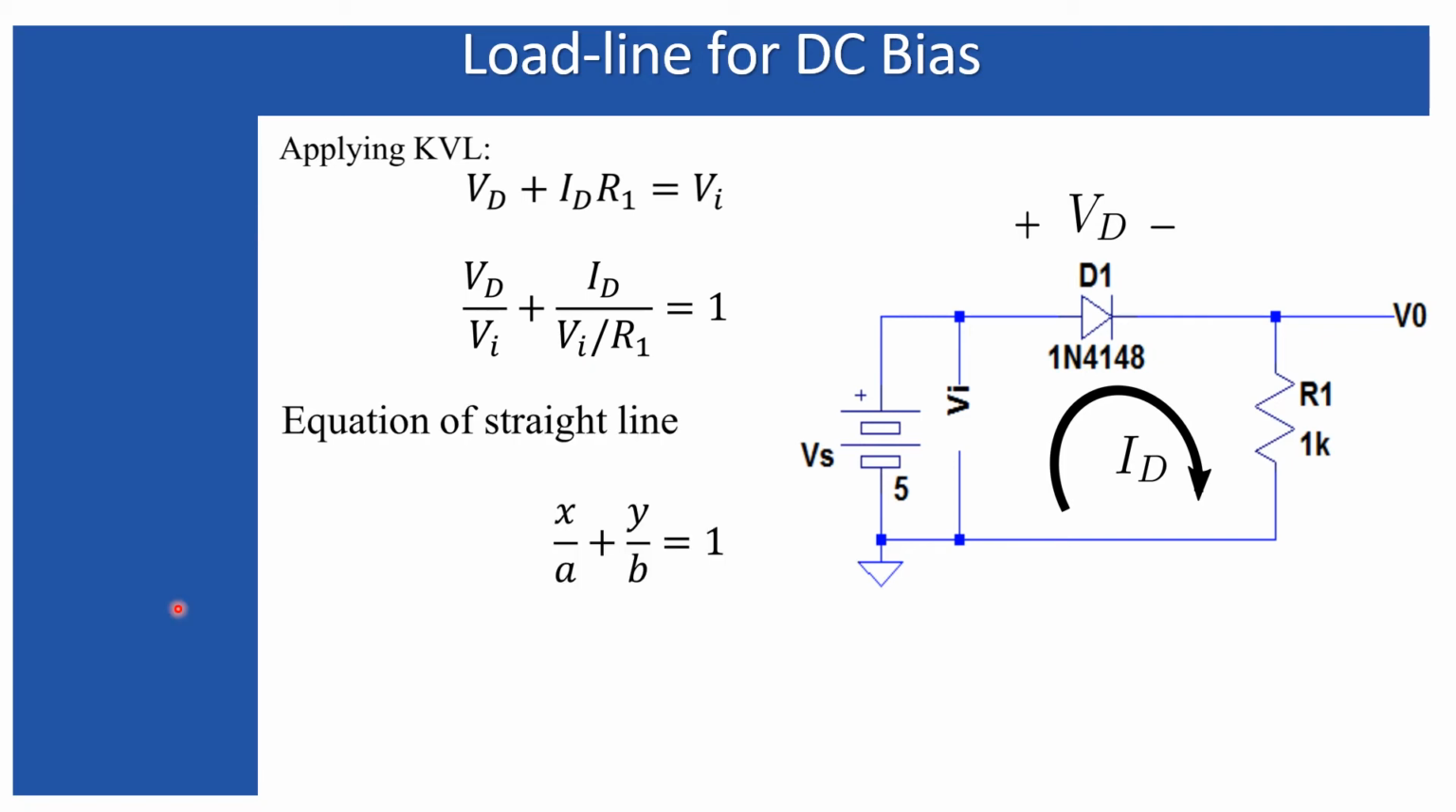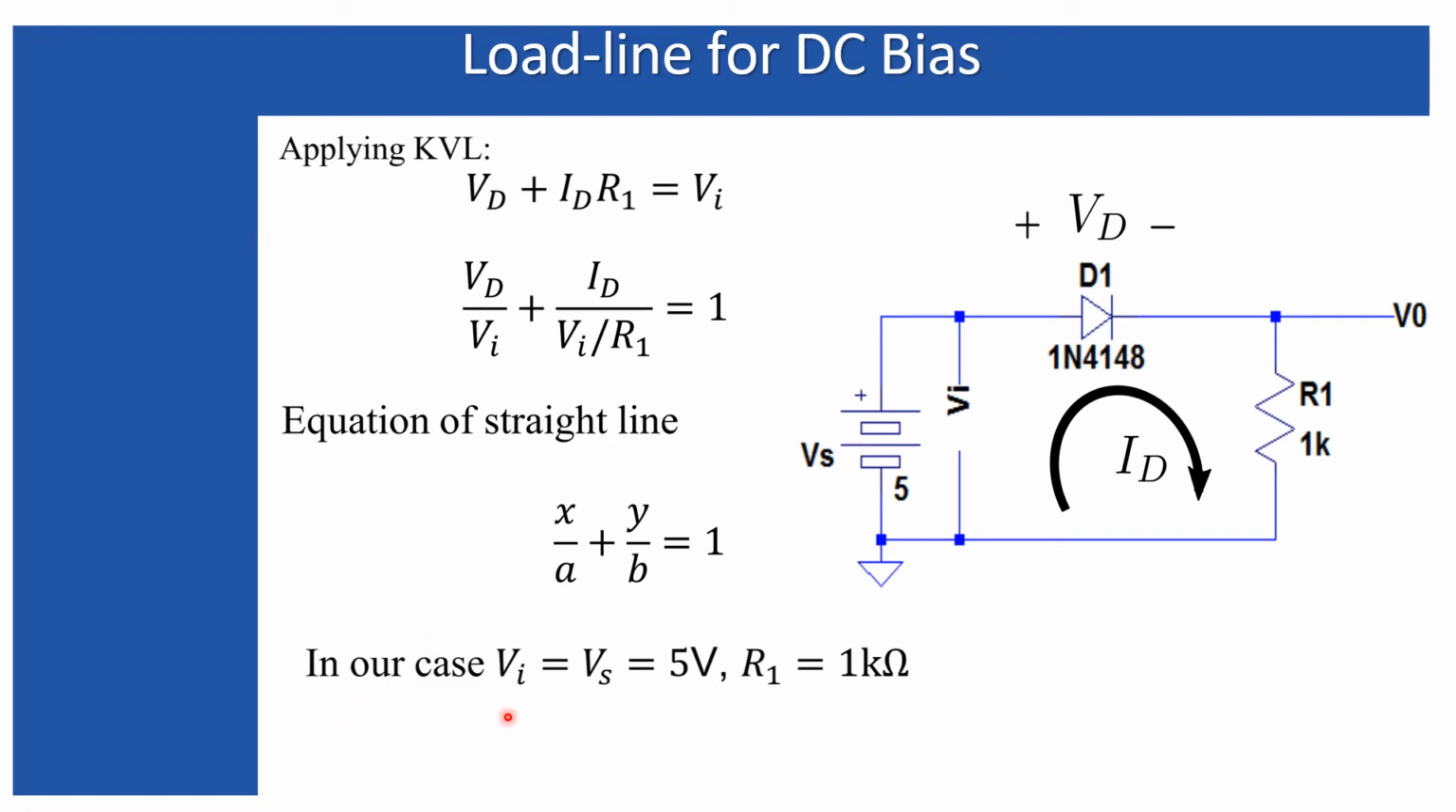Now I think yes. So if you compare this known equation with this one, by considering Vd equals X and Id equals Y, that means Vd is the X axis, Vd is the diode voltage, and Id is the diode current or the circuit current. So this equation represents nothing but a straight line, and the straight line intersects the voltage axis at Vi, which is the source voltage, and it intersects the current axis at Vi by R1. That means the source voltage divided by the load resistance.